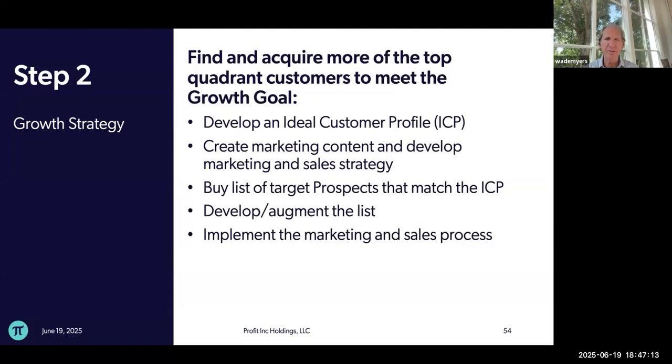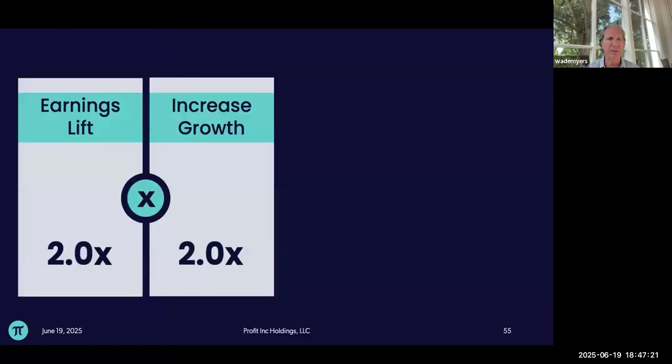And then look at your best customers in that kind of high quadrant of high growth, high profit. Who are those customers? What do they look like? How do you find more of them? How do you grow the business strategically? And so now if we've doubled the earnings, which we usually can do in a year, and we've increased our growth over a period of 5 years, we're now at a 4x increase in valuation.